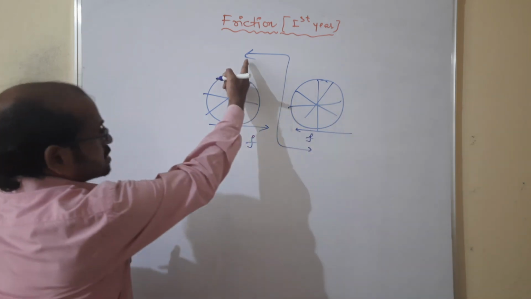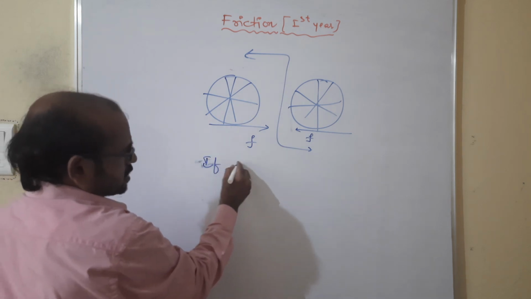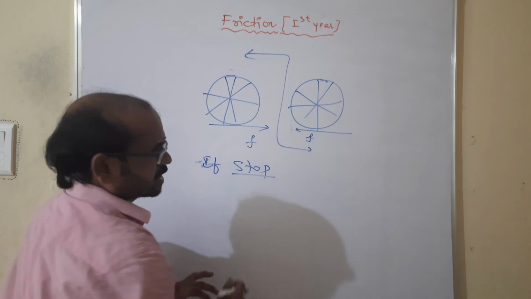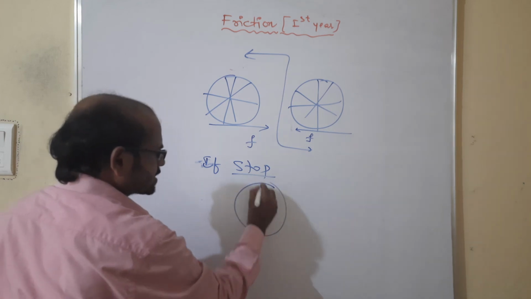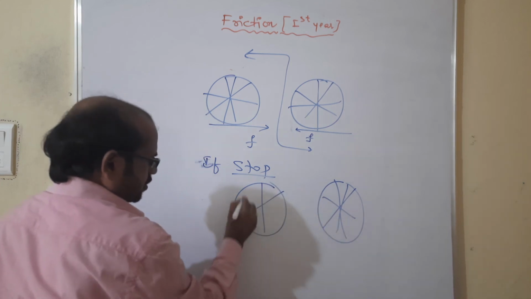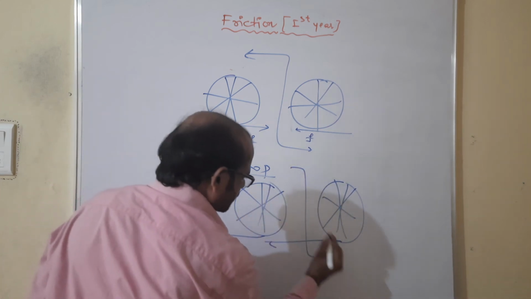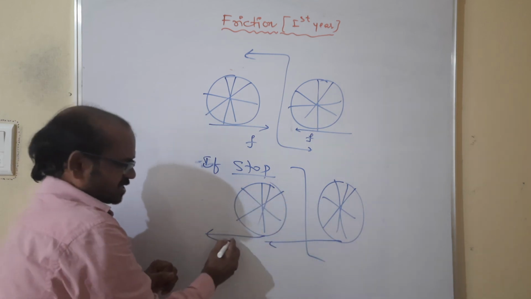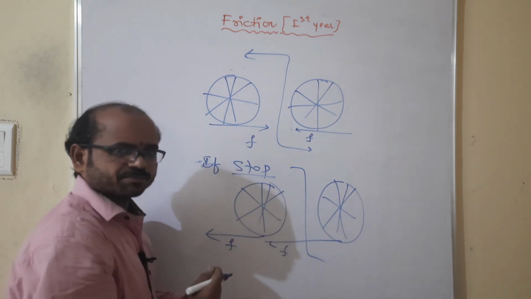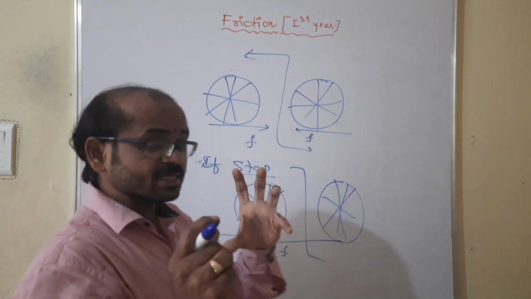Suppose pedaling is stopped. In this case the frictional forces on both wheels act in the backward direction. Therefore the bicycle stops. This is regarding friction.